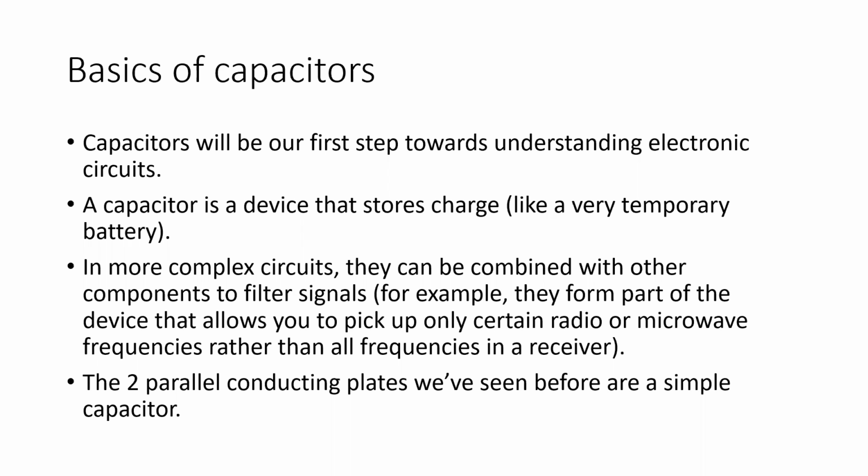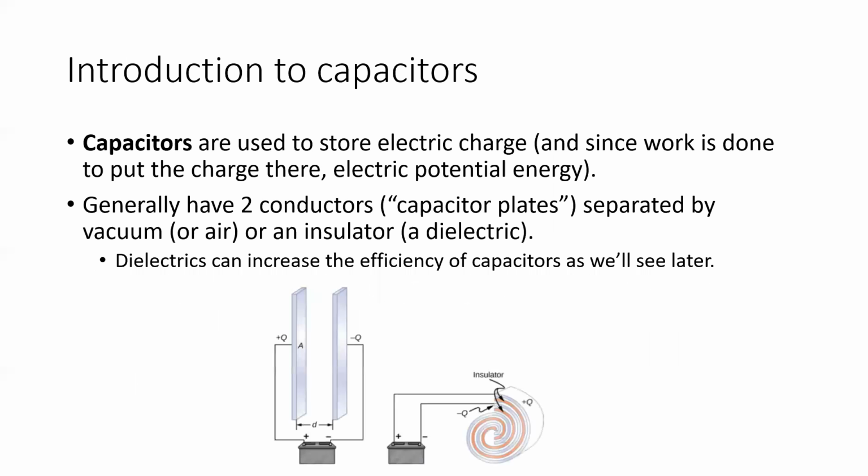We'll combine them often with components in more complex circuits to, for example, filter signals in RF or microwave receivers to pick up only certain frequencies and not the whole spectrum of frequencies coming at you. So they'll be key to how antennae work in cell phones or in a car radio. The example we've seen a few times of two parallel large conducting plates are going to be a basic example of a capacitor. So what are capacitors and what's capacitance, and what's the basic introduction to this?